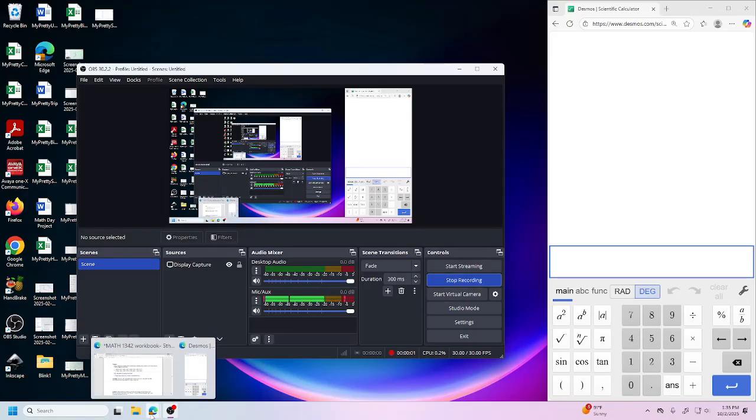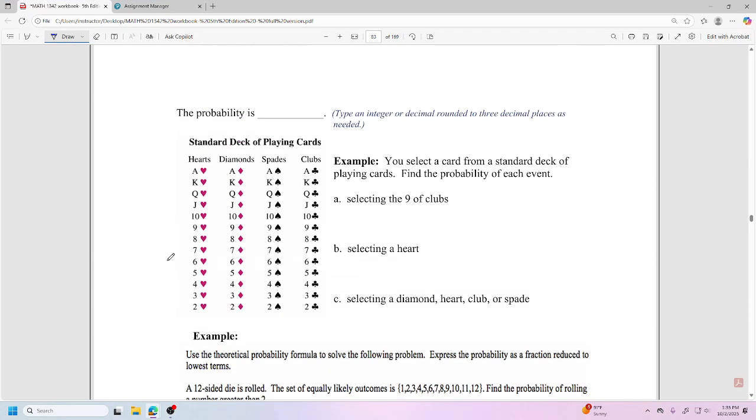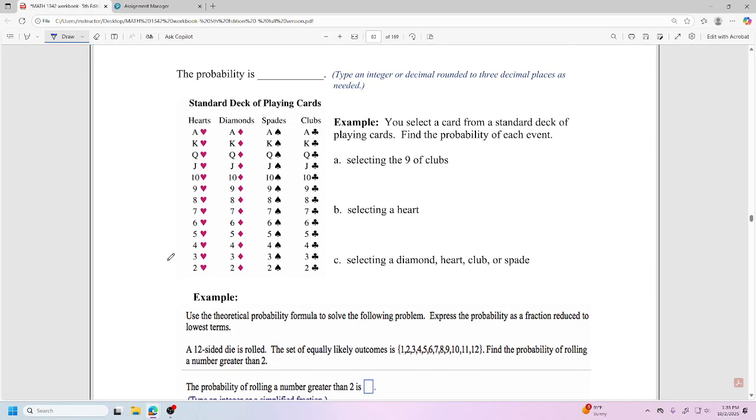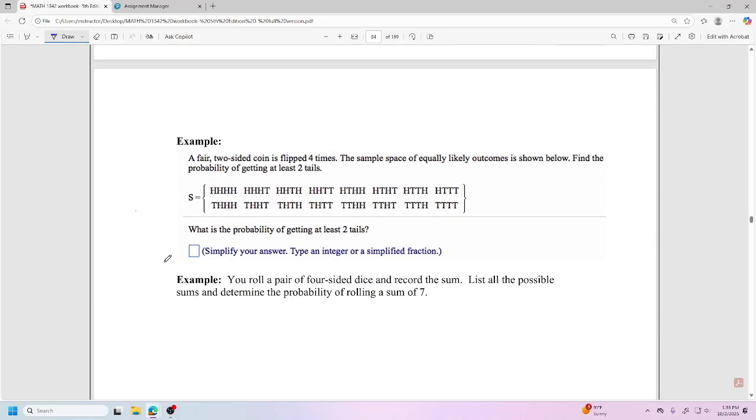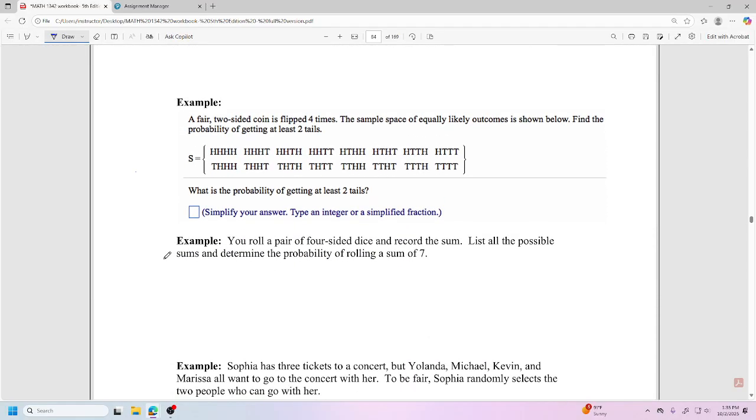We're recording, and let's pull up the workbook. So we had just done some card questions. We will definitely do card questions again later. We did a dice question. We're going to do more dice and coins and stuff. But really, all this chapter 5 stuff is supposed to be basic math.